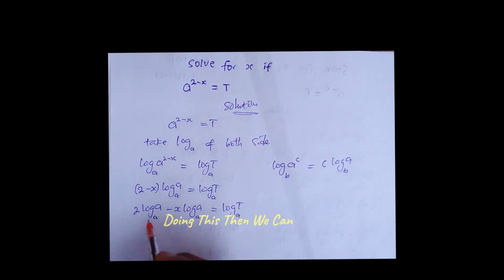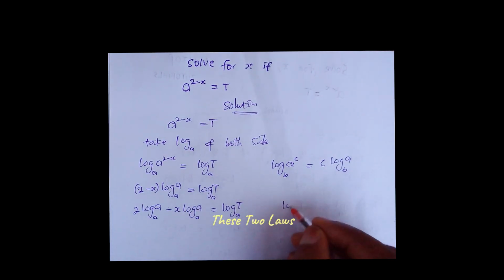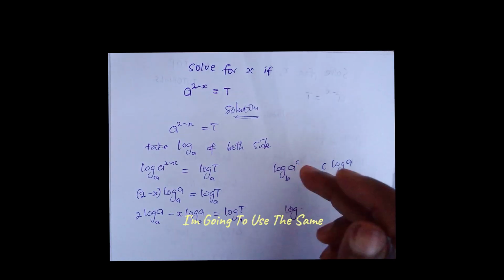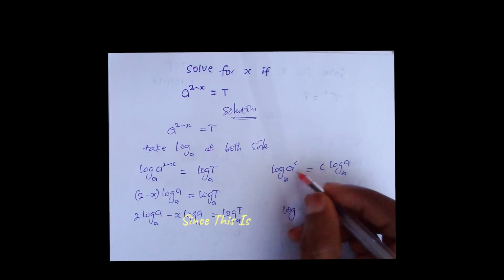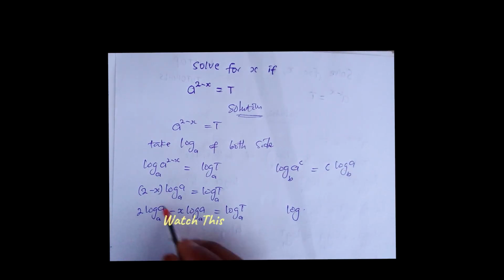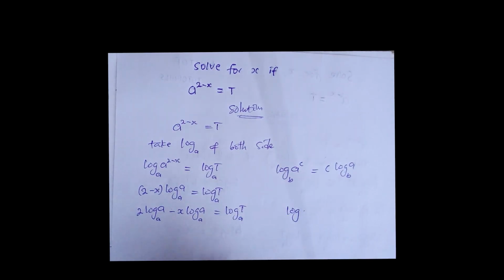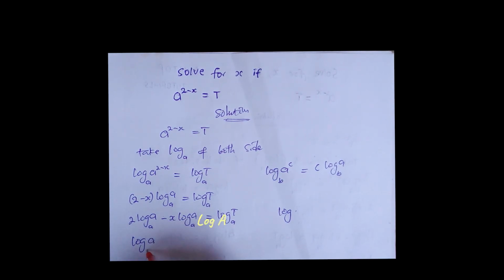Then we can continue by working on this side using these two laws. The first law I'm going to use here is the same law. Watch, since this is equal to this, it means that this is equal to this. Therefore, we are going to have log a squared, because the 2 goes to the front.